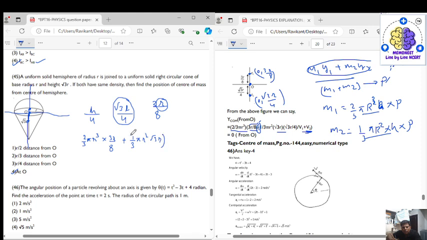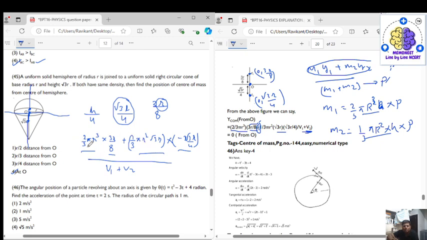This is the volume into your coordinate. Coordinate is minus 3 under root 3 R by 4, right? So this is v1 into y1 plus v2 into y2 upon v1 plus v2. v1 is your this and v2 is your this.